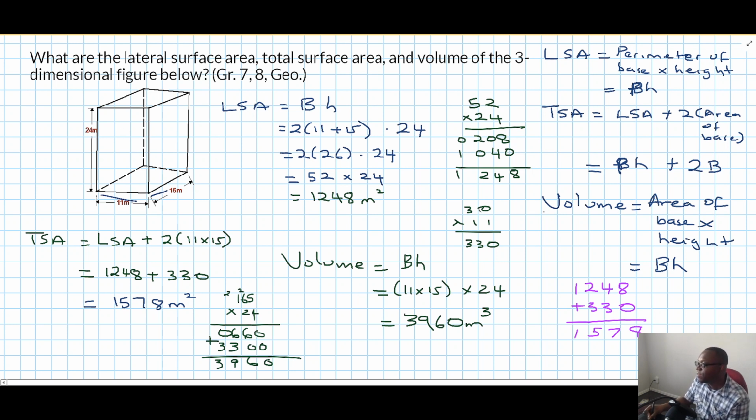Take note of these formulas, they work the same way. The only thing is when you're dealing with cones, when you have circles, they look at it a bit differently, but the concept is the same.